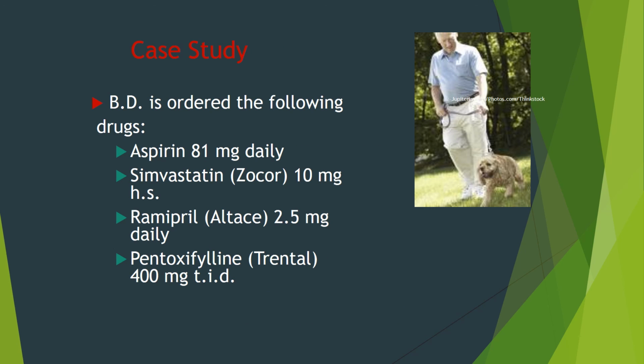Case study again. BD has ordered the following drugs. He's ordered aspirin. He's ordered a lipid-lowering agent, which is Zocor. He's ordered an ACE inhibitor. We know it's an ACE inhibitor again because of the pril. And he's ordered Trentol, 400 milligrams TID.